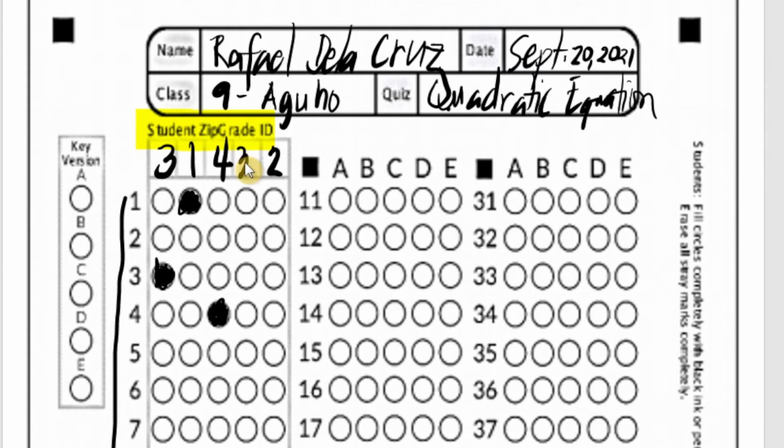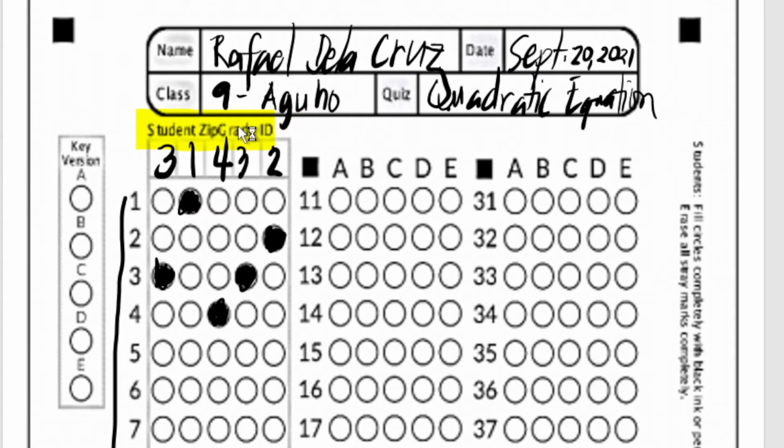And the 3 here. So the column here is 3 and the row here is 3. So this is how we do it. Then we have here 2. The column here is 2 and the row here is 2, so this must be shaded here. Okay, take note with that. So this is now your zip code ID for the Zipgrade for our assessment test.